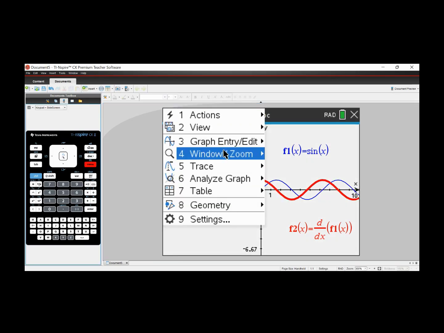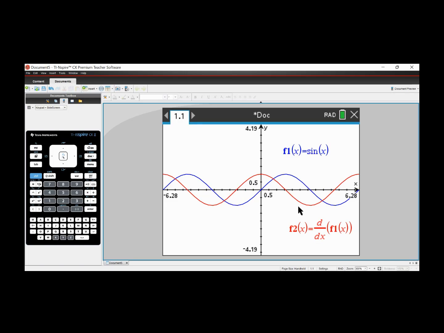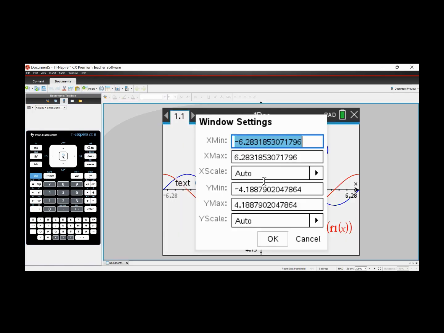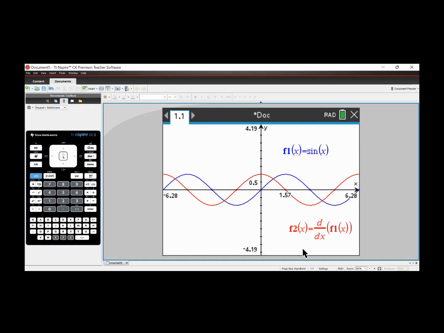I'm actually going to change this to a trig zoom for you. Okay, menu, window zoom, window settings, and let's have this auto be pi over 2, just so it makes it a little easier for you to recognize. There you go. What is that function? That function is cosine x. So when the function is sine x, the derivative of sine x is cosine x.